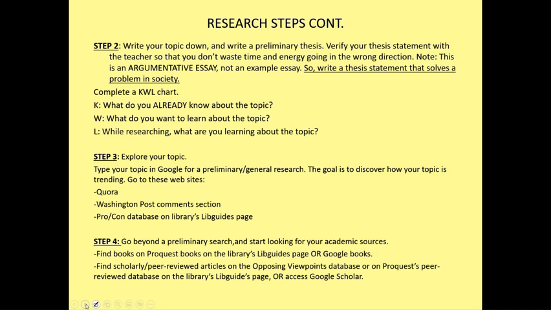And step three, explore your topic. Like I said before, type your topic in Google, do a general search first. Look at Washington Post, look at comments, look at Procon database, look at Quora, see what other people are saying. And then step four, go beyond the preliminary research and start looking at your academic sources. So find books on ProQuest or on Google Books. Find scholarly or peer-reviewed articles on the Opposing Viewpoints database or Google Scholar.